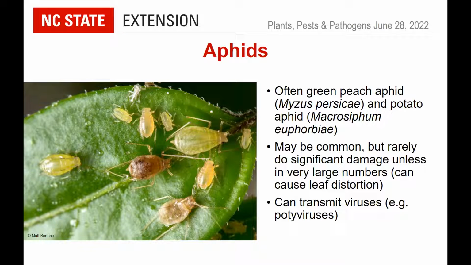One of the issues with them, though, can be that they can transmit viruses, for example, potyviruses. And so these will obviously affect the plant, and it's the way they're vectored. So if an aphid picks up this virus and transmits it to a new plant, it may infect that plant.